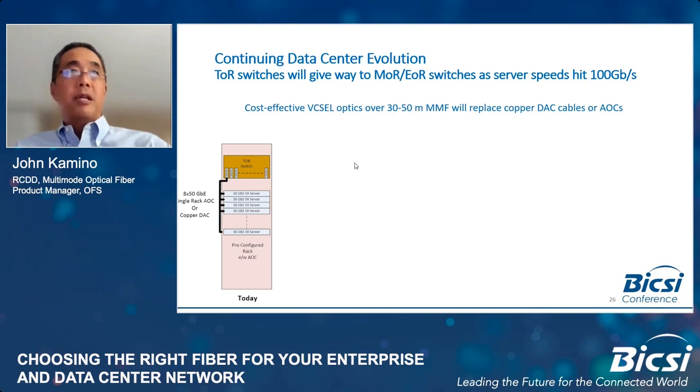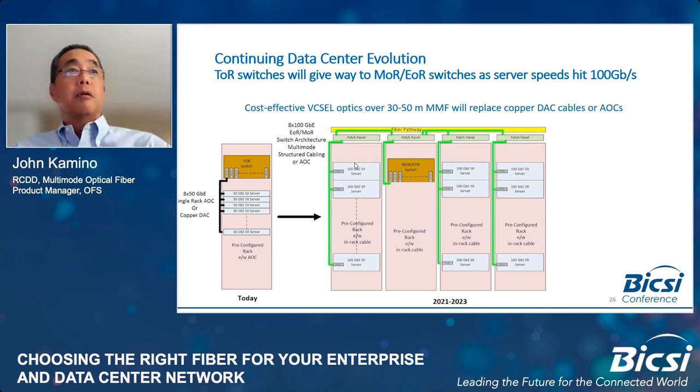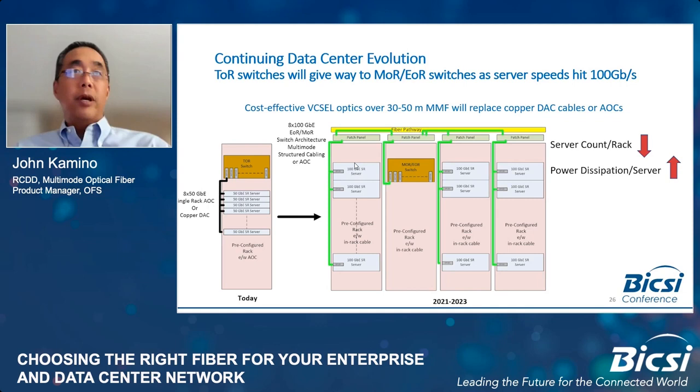This evolution will continue as we go to higher and higher speeds. We'll see this top of rack architecture give way to a more centralized switch location. On the left, you see the traditional top of rack architecture where you had a switch located at the top of the rack and it was linked to servers using either copper direct attached cables or active optical cables. This rack was typically pre-configured, so when you installed a data center, you simply rolled the rack in and bolted it to the floor, and then you simply had to tie racks together.